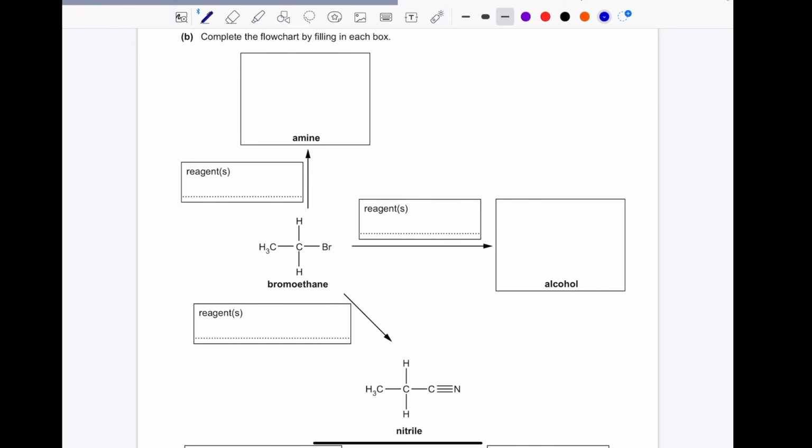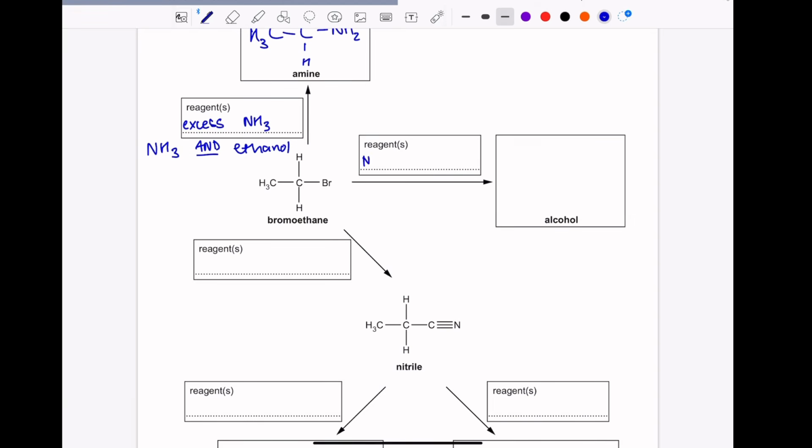Part B is to complete the flowchart by filling in each box. So first is bromoethane to an amine requiring excess ammonia, or ammonia and ethanol. And for the structure, it's just the bromine being swapped out for NH2. Everything else stays exactly the same. Then from bromoethane to an alcohol, that requires sodium hydroxide, or even potassium hydroxide, or even just hydroxide ions by itself. And that alcohol is, again, the bromine swapped out for a hydroxyl group.